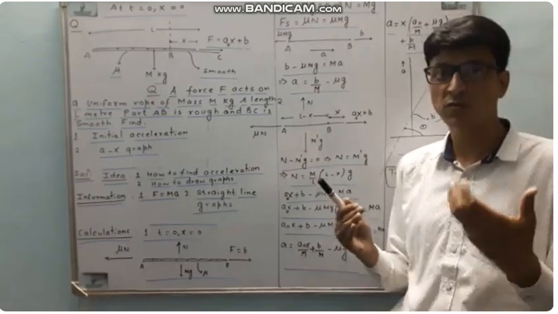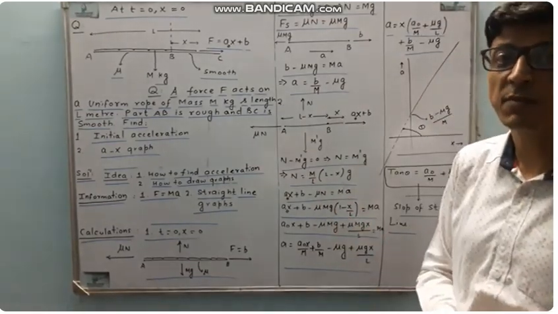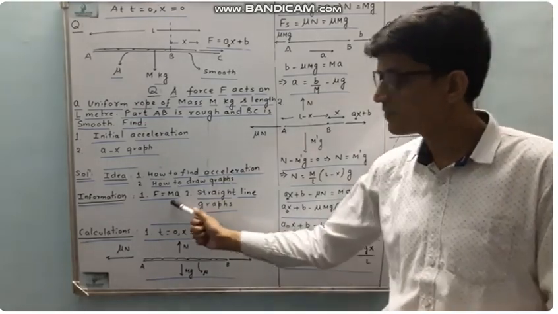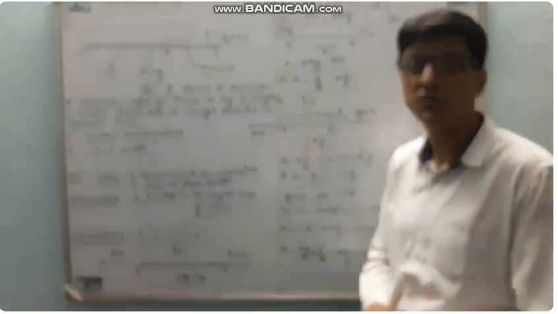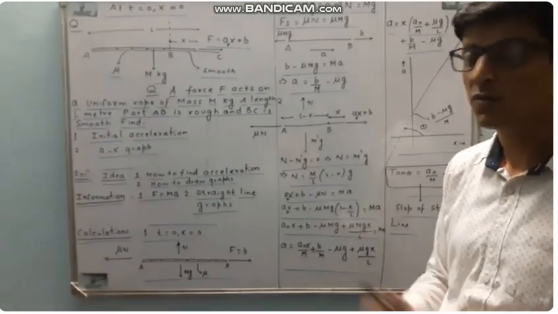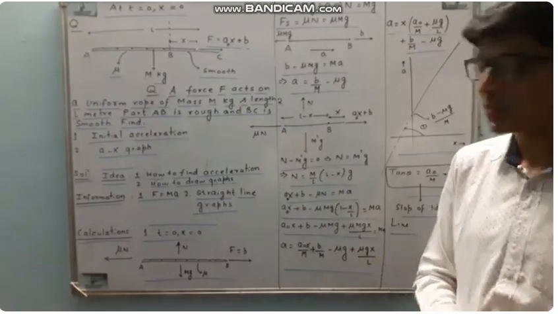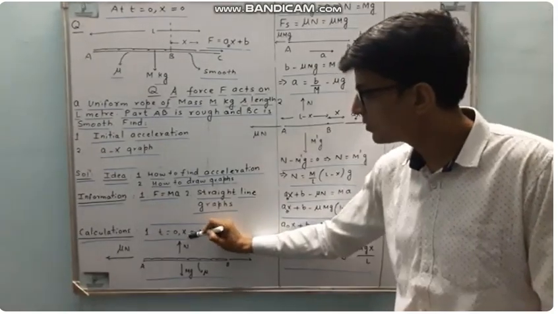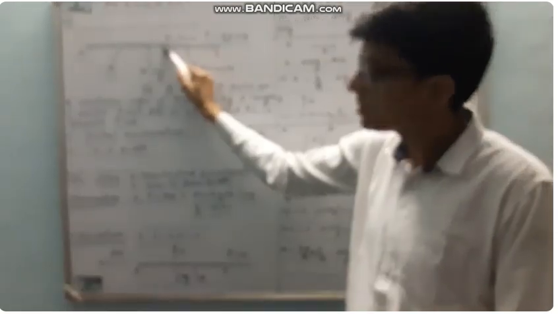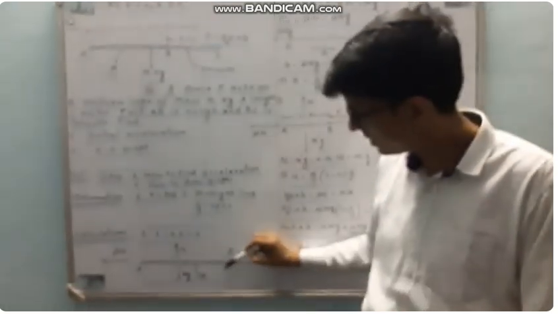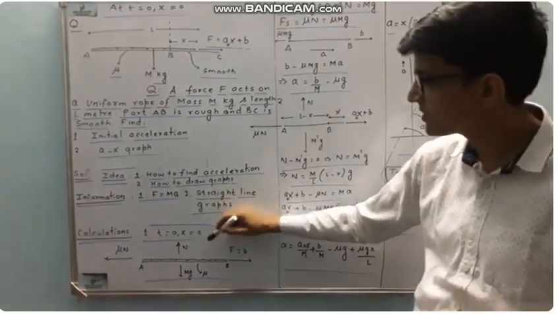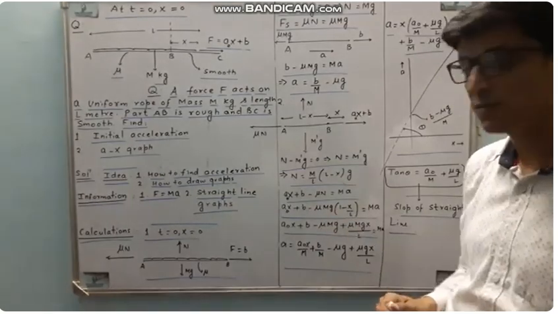Now we need to retrieve certain information from our mind to solve this question. The information is F is equal to ma, Newton's second law of motion for constant mass, and straight line graphs. Now let's start working on the calculations. If t is equal to 0, then x will be 0. So this point will lie on B. The force will be equal to B because x is 0.